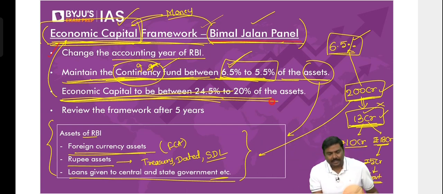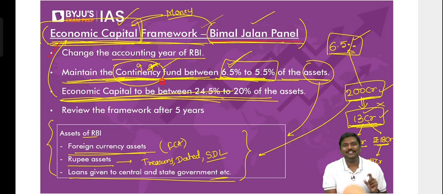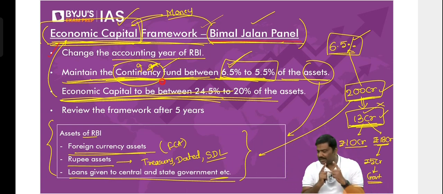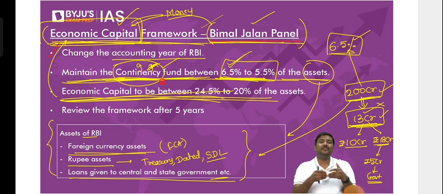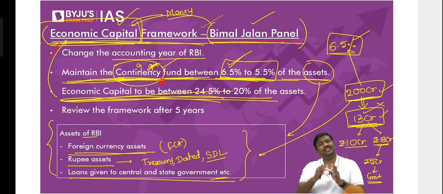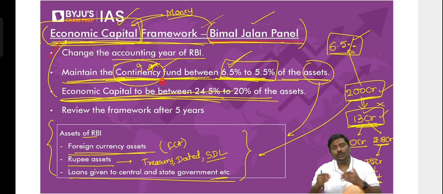So the total amount of money, because please understand, apart from contingency fund, there are other types of funds also which are maintained by RBI. For example, investment revaluation account, gold and currency revaluation account. There are multiple types of funds, and most of them are used to take care of the risk itself.